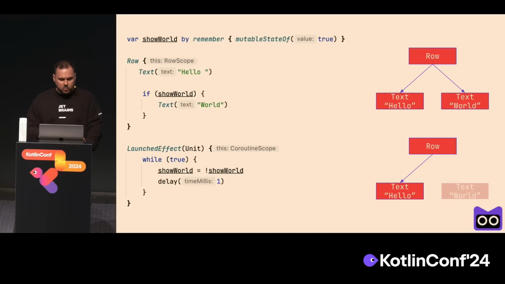The thing is, when show world changes, we meet a special event, which is called invalidation. Invalidation means that the state on which the UI depends changed, so we need to recompose it and eventually redraw it. But when do we need to do it exactly?